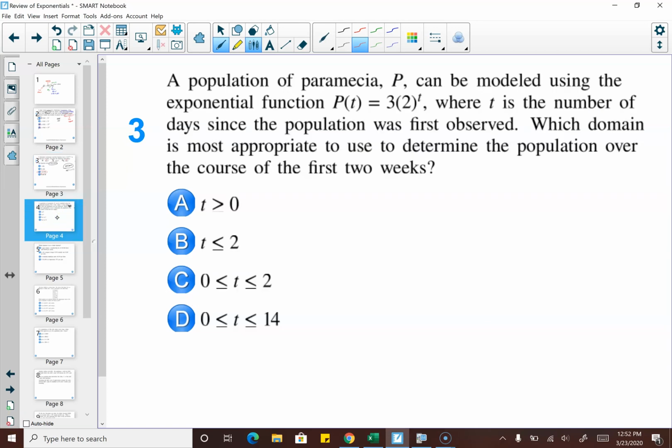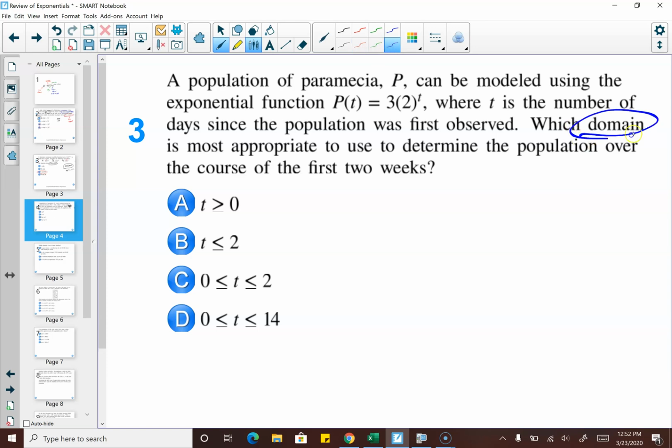As we move on to number 3, a population of Promisia, P, can be modeled using the exponential function P of t equals 3 times 2 to the t, where t is the number of days since the population was first observed. Which domain is most appropriate to use to determine the population over the course of 2 weeks?